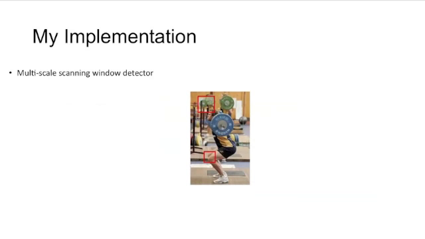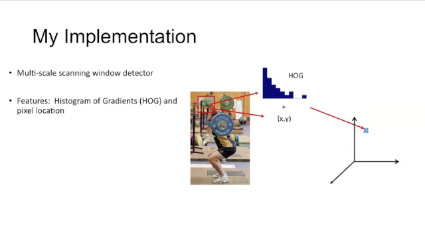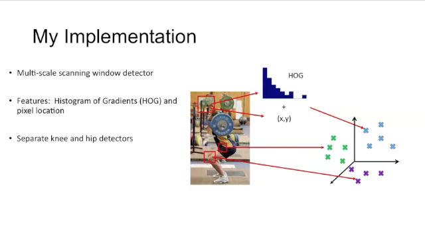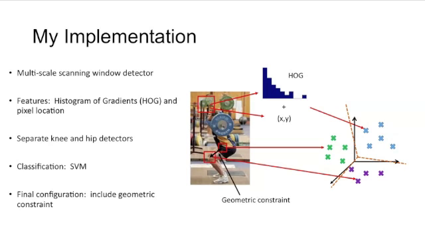I built a multi-scale scanning window detector which uses histograms of gradients and pixel locations as features. I separately built knee and hip detectors and performed classification using an SVM. I also added a geometric consistency constraint that is based off the distance between the estimated knee and hip.